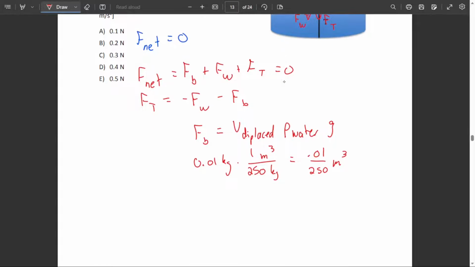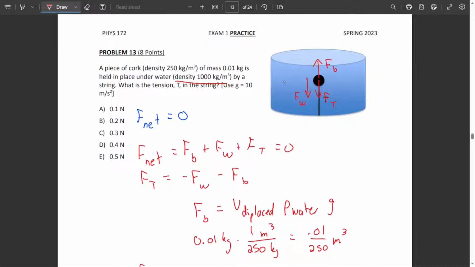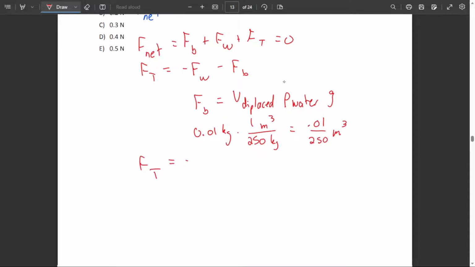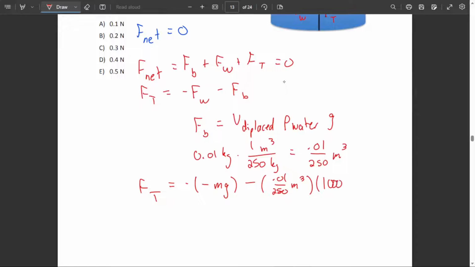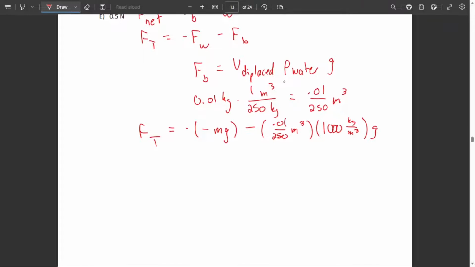So, returning back to our overall equation, F of T is going to be equal to the weight force. I'm going to say up is positive, down is negative. So we're going to have another negative, and then buoyancy force, water is 1,000 kilograms per cubic meter, all times g.